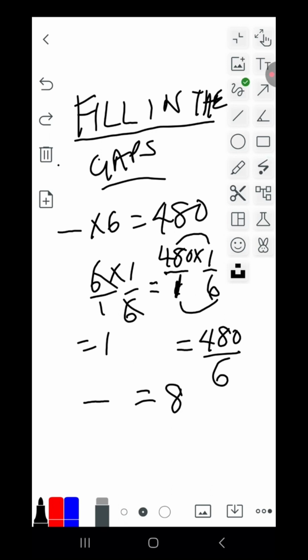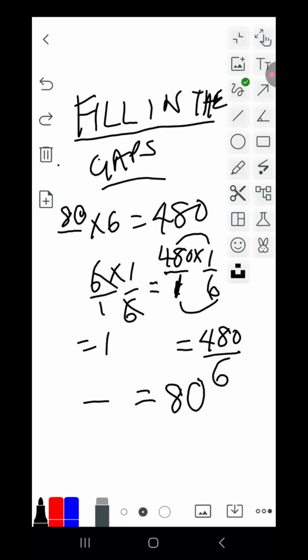Once you finish solving a question, always add back your 0, because 6 in 0 is impossible. There's no 6 in 0, so you keep your 6 there. That tells us that the answer is 80. And you can always check that by saying 80 times 6 equals 480.